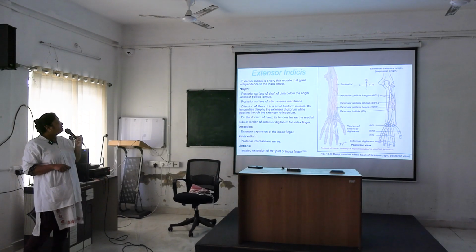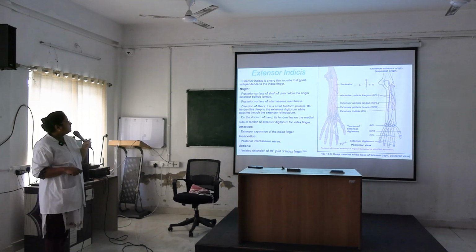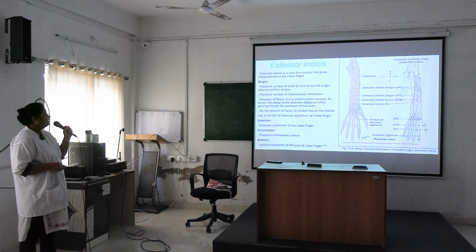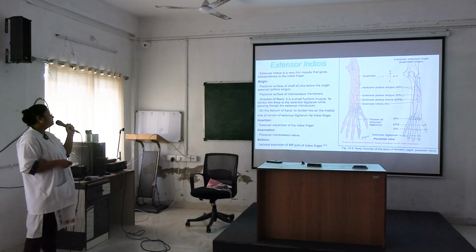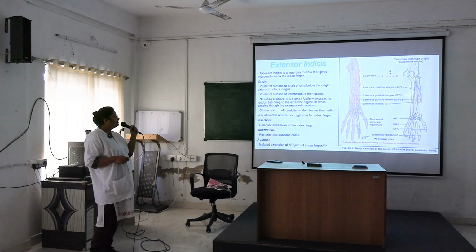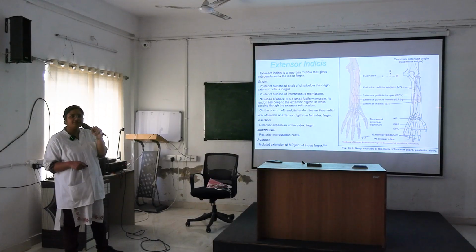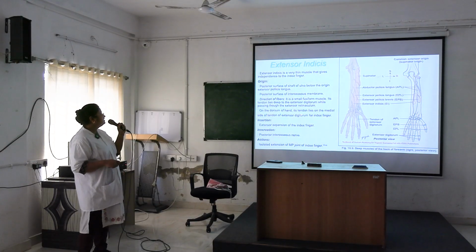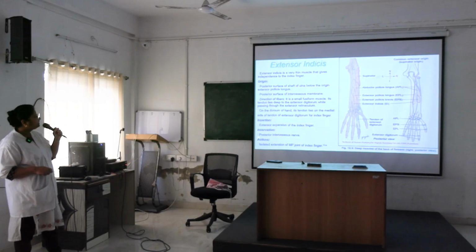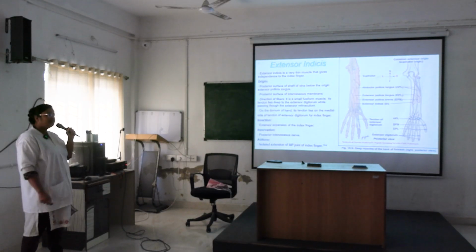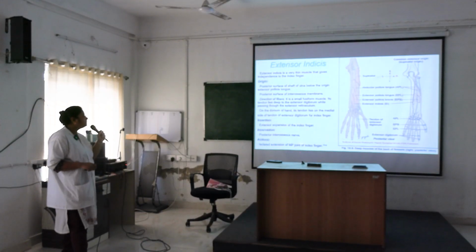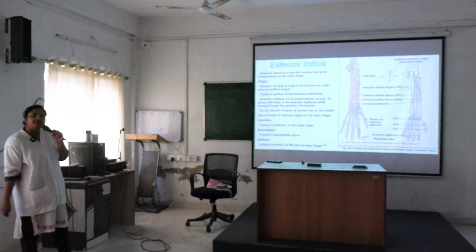Tendon lies deep to the extensor digitorum while passing through the extensor retinaculum. On the dorsum of the hand, its tendon lies on the medial side of the tendon of the extensor digitorum for the index finger. Insertion is over the extensor expansion of the index finger. Nerve supply is posterior interosseous nerve. Action is isolated extension of metacarpophalangeal joint of index finger.